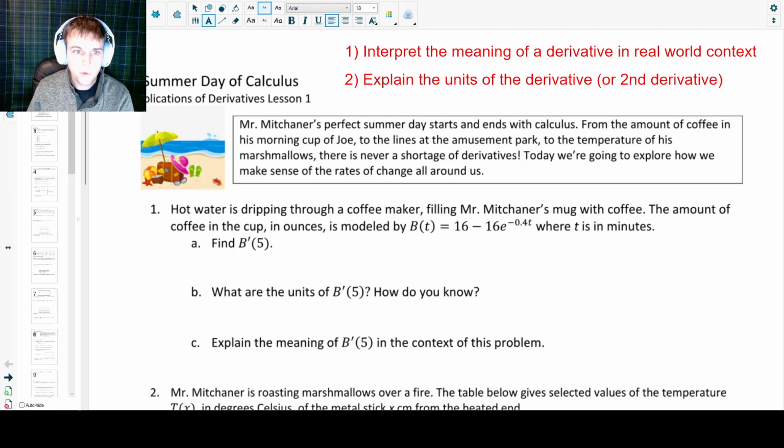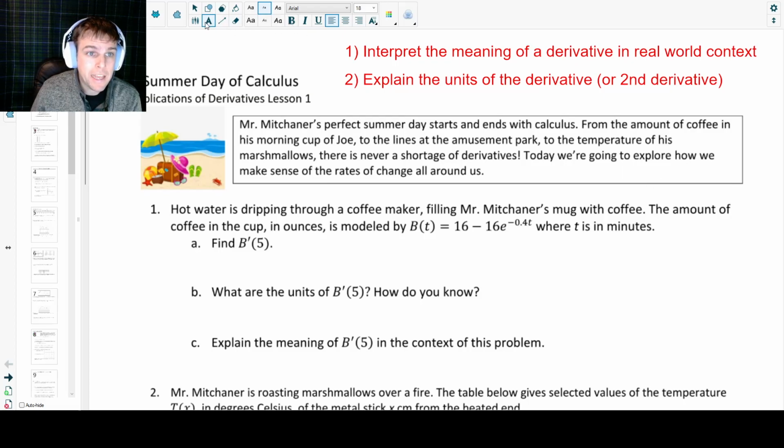All right, welcome. We're going to be doing lesson 1 for applications of derivatives. We have two main goals here. We're going to be interpreting the meaning of a derivative in a real-world context, and we're going to be explaining the units of the derivative or second derivative. Feel free to pause for a moment here if you want to read the prompt in this square box.